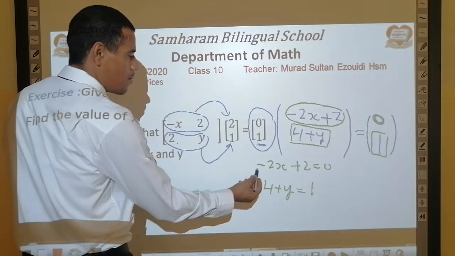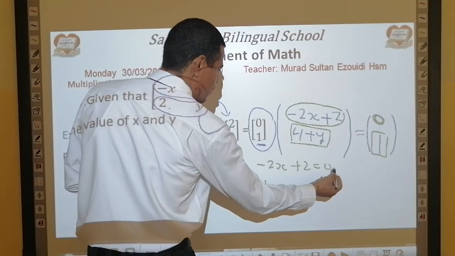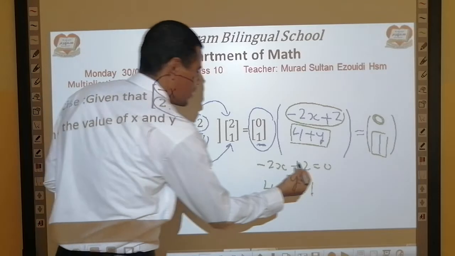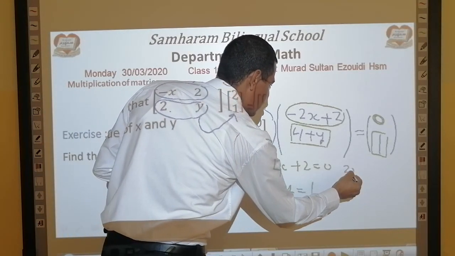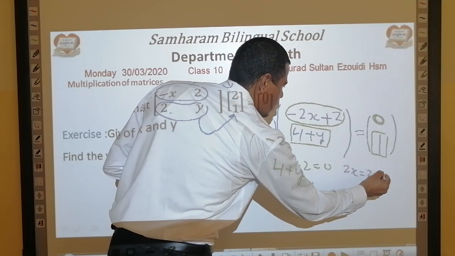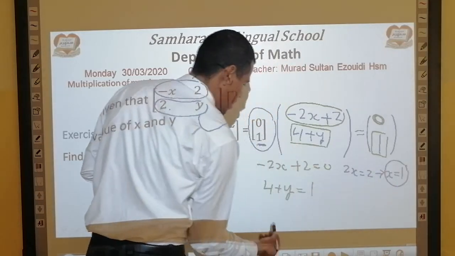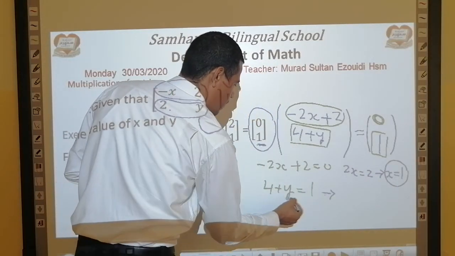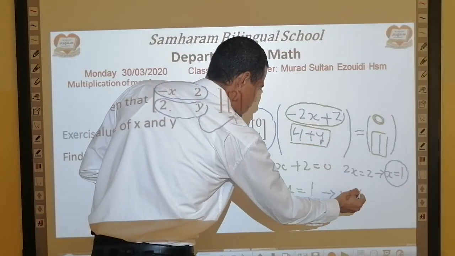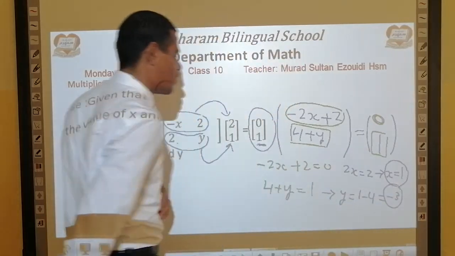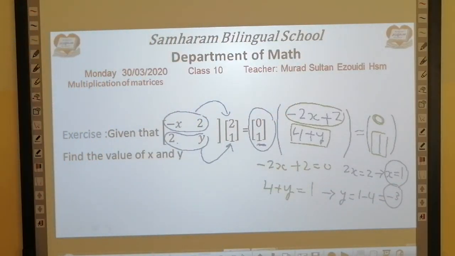So, minus 2x plus 2 equals 0 means 2x equals 2, so x equals 2 divided by 2, which is 1. And here, y is 1 minus 4, which is minus 3. So we solved the problem; we found the values of x and y.